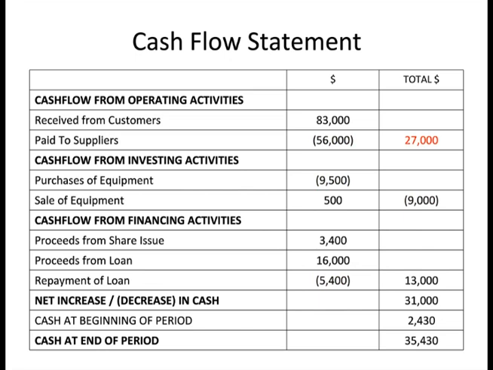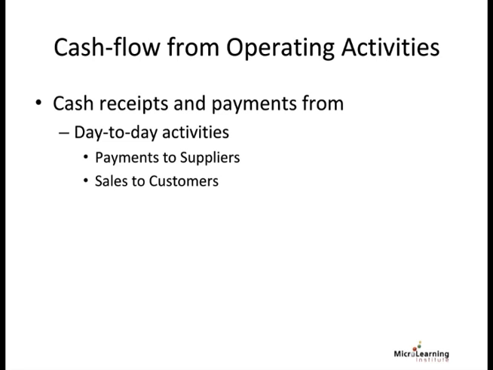You will see that there was a net positive cash flow from operating activities of $27,000, a net negative cash flow from investing activities of $9,000, and a net positive cash flow from financing activities of $13,000. So overall, the net increase in the cash balance was $31,000. Cash at the beginning of the period was $2,430. Therefore, cash at the end of the period was $35,430.